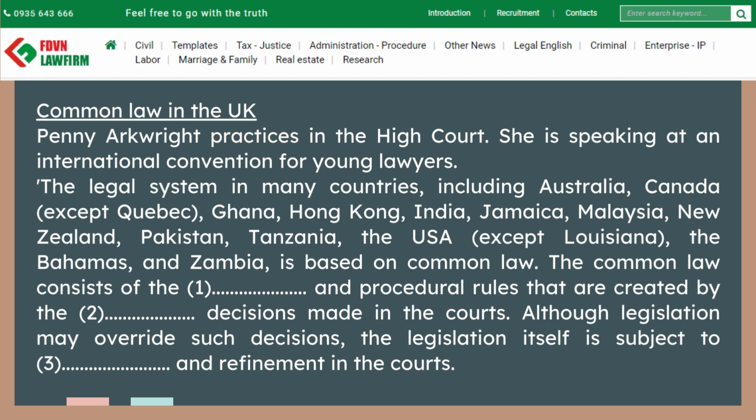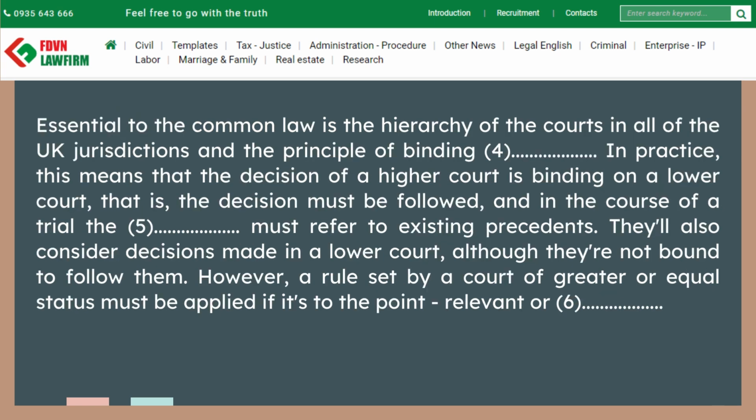Although legislation may override such decisions, the legislation itself is subject to interpretation and refinement in the courts. Essential to the common law is the hierarchy of the courts in all of the UK jurisdictions and the principle of binding precedent. In practice, this means that the decision of a higher court is binding on a lower court, that is, the decision must be followed, and in the course of a trial the judges must refer to existing precedents. They'll also consider decisions made in a lower court, although they're not bound to follow them.